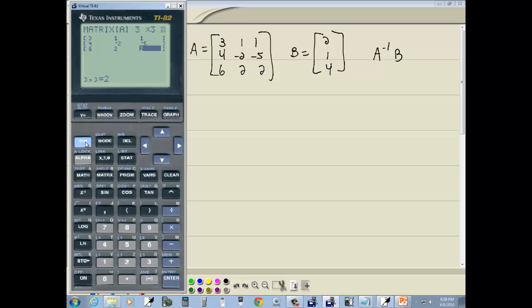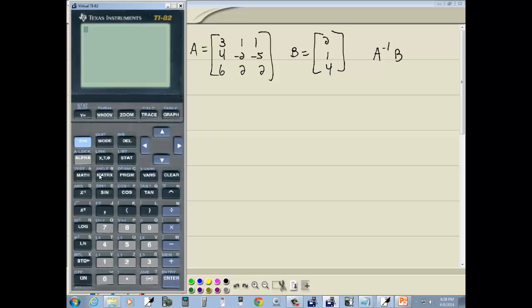I'm going to exit out, do second mode, and I'll go back in my matrix. So press my matrix, right arrow twice over to edit, down arrow to B, press enter on B, and it's rows by columns. So it'll be 3 enter, 1 enter. Then I'll do 2 enter, 1 enter, 4 enter. Exit out, do second mode.